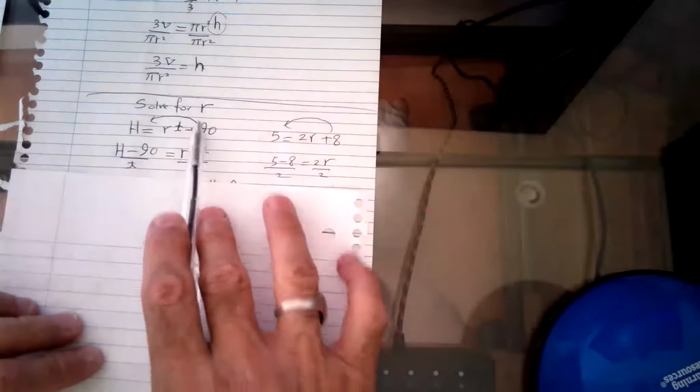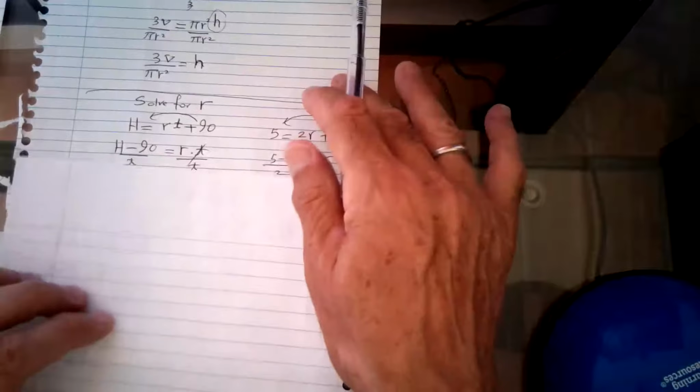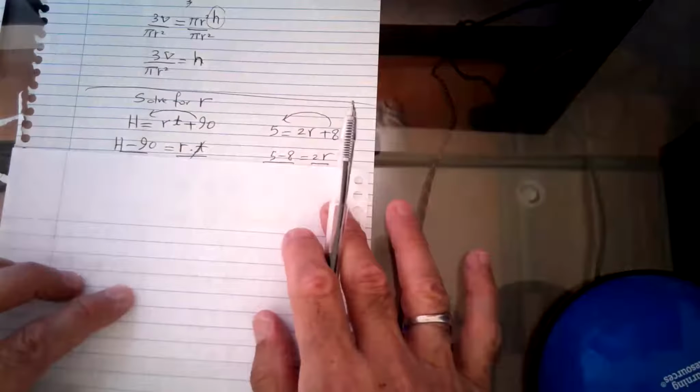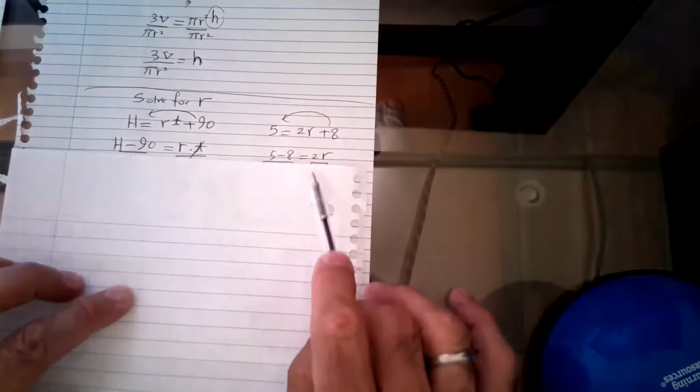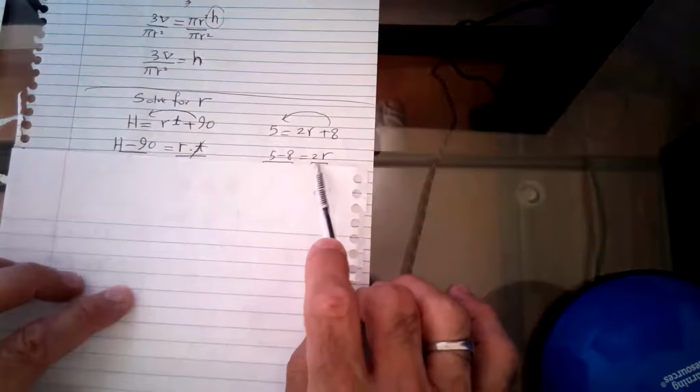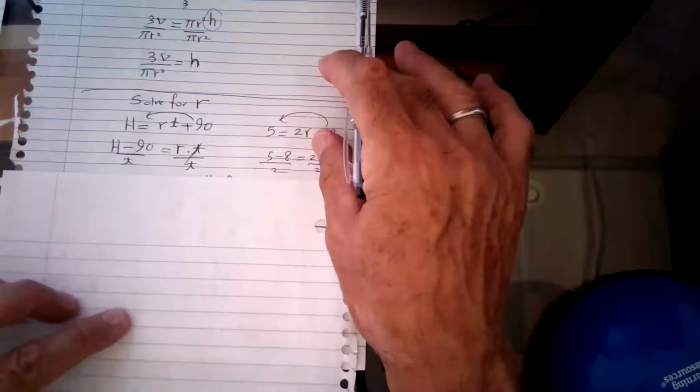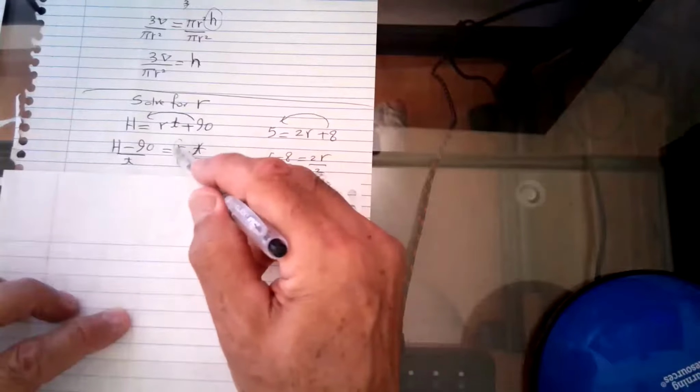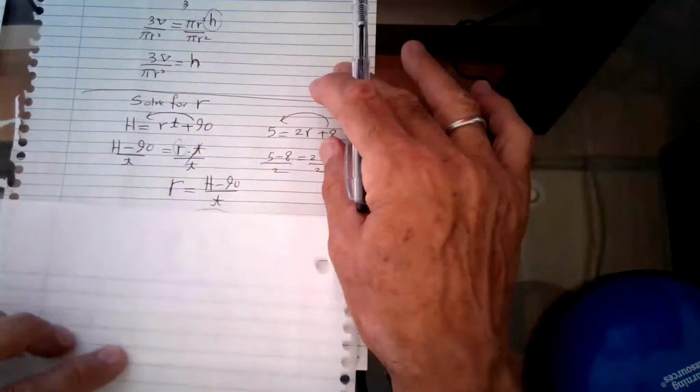You move 90 to the other side. So that becomes this, h minus 90. And here, when you do that, then we divide both sides by 2, right? So here we divide both sides by t, because again, we want to find r by itself. So r is this.